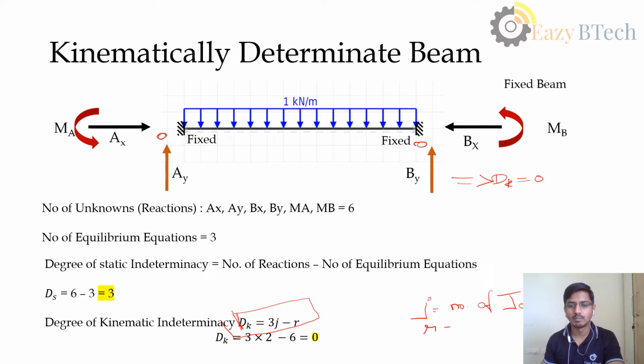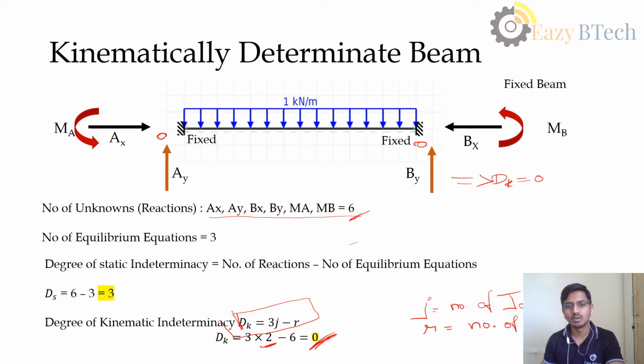And R indicates the number of reactions. It is a shortcut for reactions. Now when we substitute how many joints we have here, we have only one beam, one member, and one member has two joints, as we have already seen. So substituting the two joints here, how many reactions am I getting? The total number of reactions is 6. I substitute that: 3 times 2 is 6, and 6 minus 6 equals 0. So this is a kinematically determinate beam, whereas it is statically indeterminate.